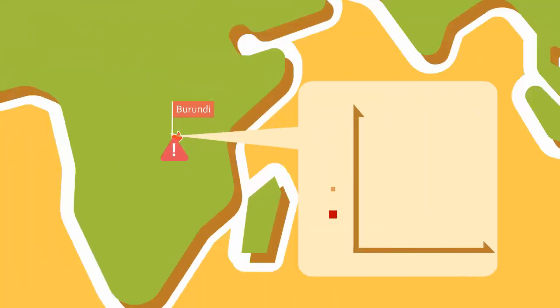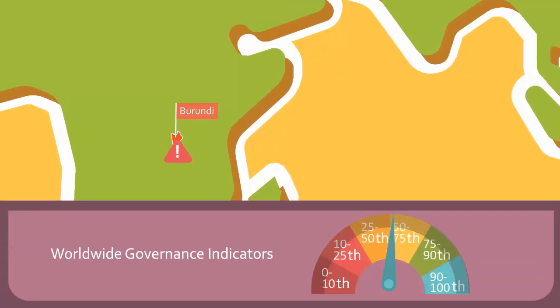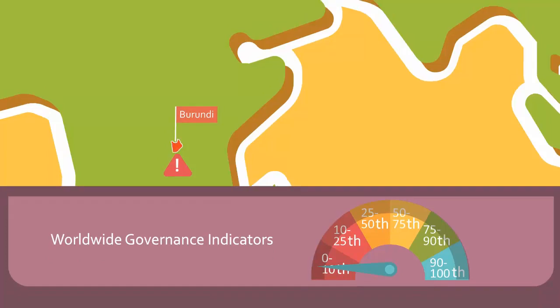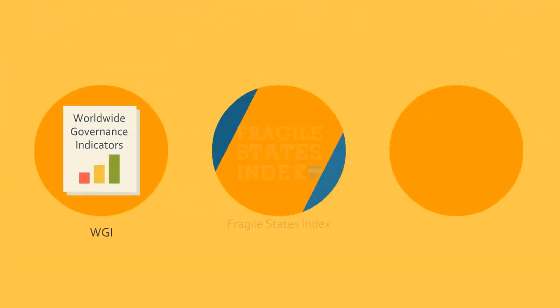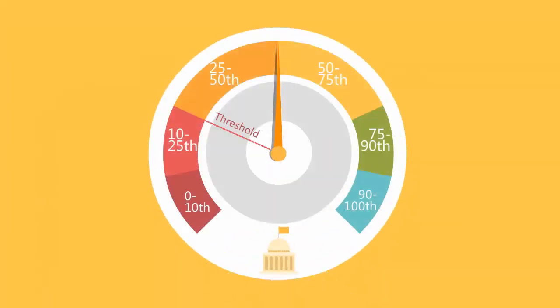The WGI ranks Burundi in the 10th percentile for governance, the lowest level. It would be reasonable to classify such a country as high risk for lack of governance. In your procedure, define the resources you'll use, such as the WGI, or the Fragile States Index, or Corruption Perceptions Index. Then define the threshold, for example, the 10th or 25th percentile of the WGI.